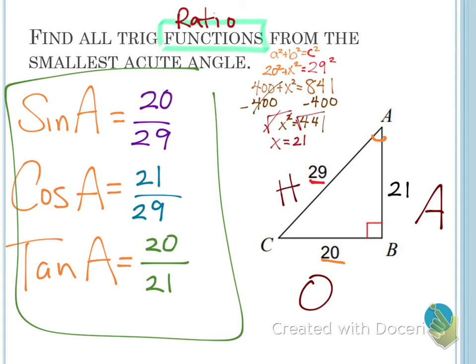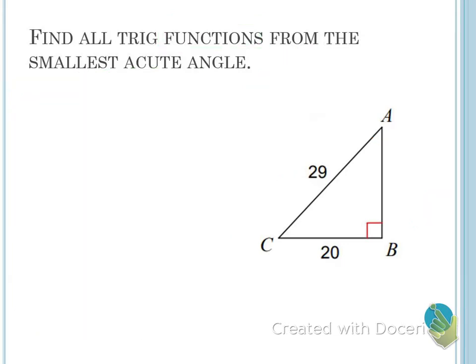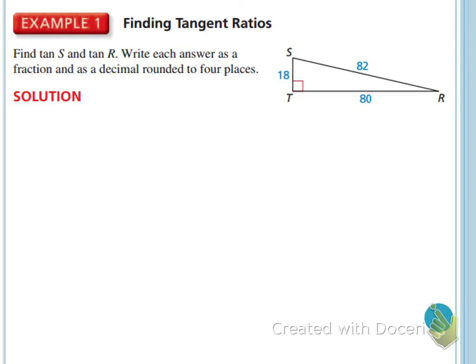Okay? So, that part was from me. This is from your textbook. So now it's going to teach you tangent as if you've never learned tangent. On the homework tonight, the directions are slightly different. This says find tangent of S and tangent of R. Your homework says find the tangents of the acute angles in the right triangle. But this is a news flash to you. S and R are the acute angles.